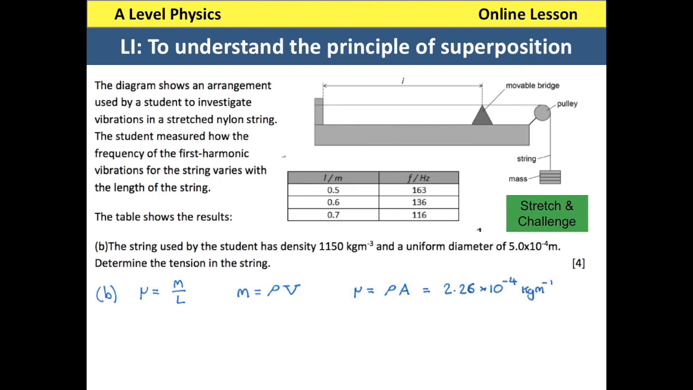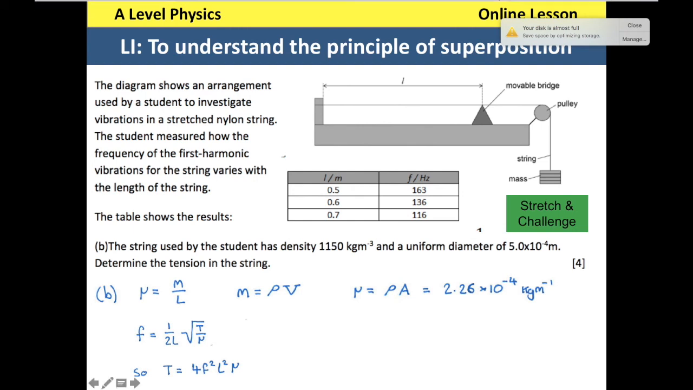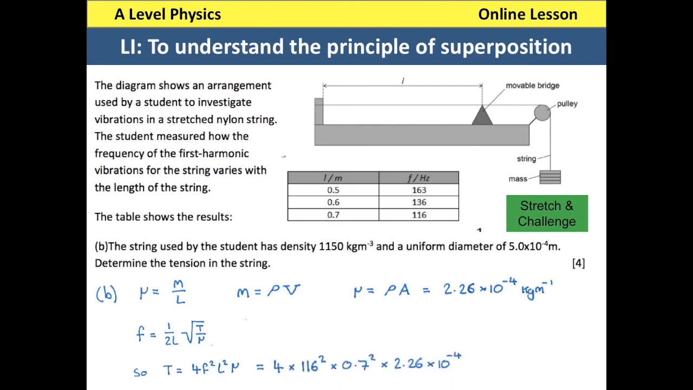Now that I know all the values I need, I rearrange the equation for the first harmonic to give me the tension equals 4 f squared L squared mu, and it's simply a case of substituting numbers in now. So I do 4 multiplied by, well, we've got multiple values for f and L. It shouldn't matter which one we pick. I'll pick the bottom row, I think, to do 4 times 116 squared times 0.7 squared, because that's the corresponding length, times the mass per unit length, which gives a tension of about 6 newtons.